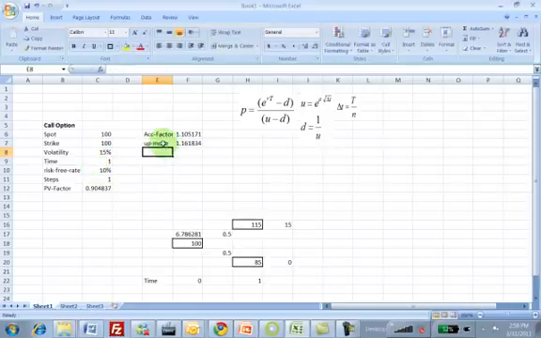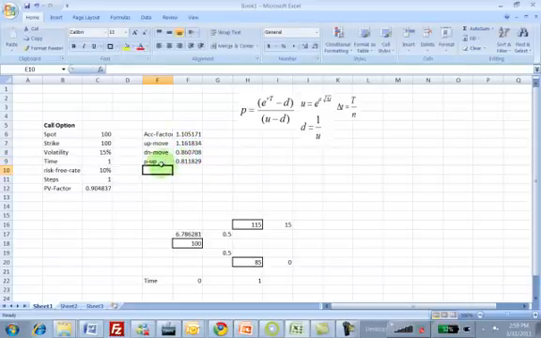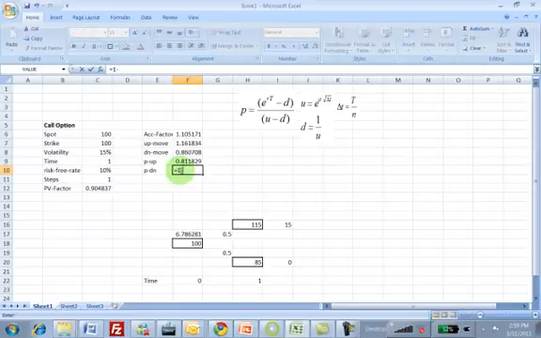Okay, so that's my up move. My down move is simply the inverse of this number, so it's 1 over the up move. My probability of an up move, P up, is A minus D, divided by u minus D. There you go. So that's my probability of an up move. My probability for a down move is simply 1 minus P up. So now I have two probabilities: the probability of an up move as well as the probability of a down move.